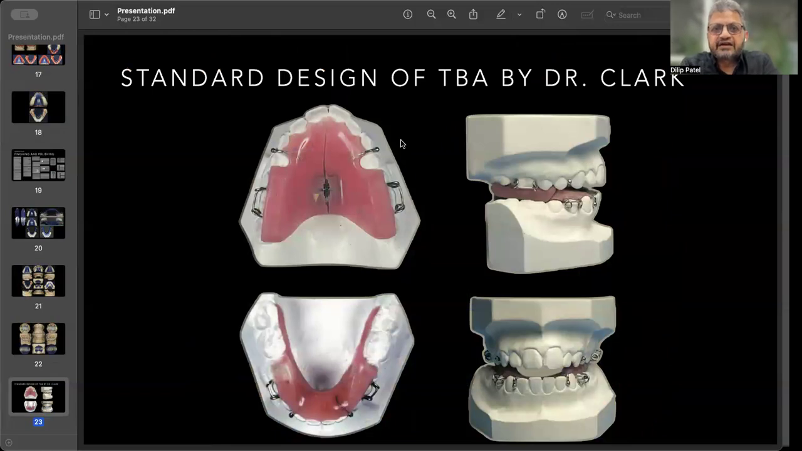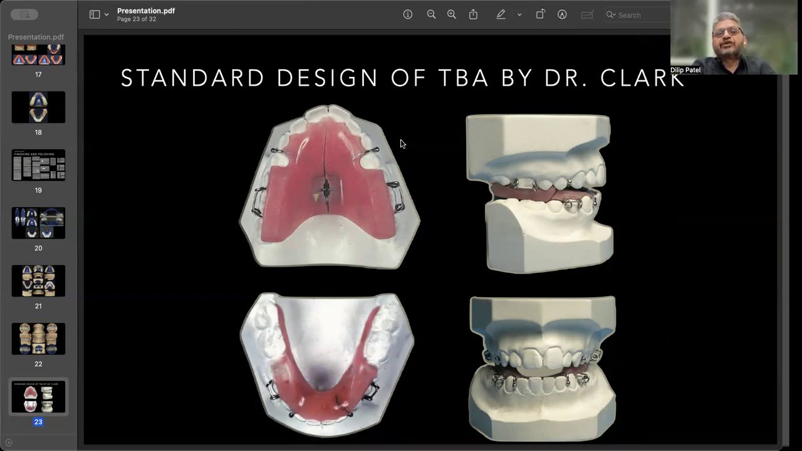The standard design of the twin block appliance was given by Dr. Clark in 1977. He has given delta clasps on the first molar in the upper appliance and Adams clasps between the premolar and the canine. In the lower appliance, delta clasps on the first premolar and Adams clasps between the canine and premolar.